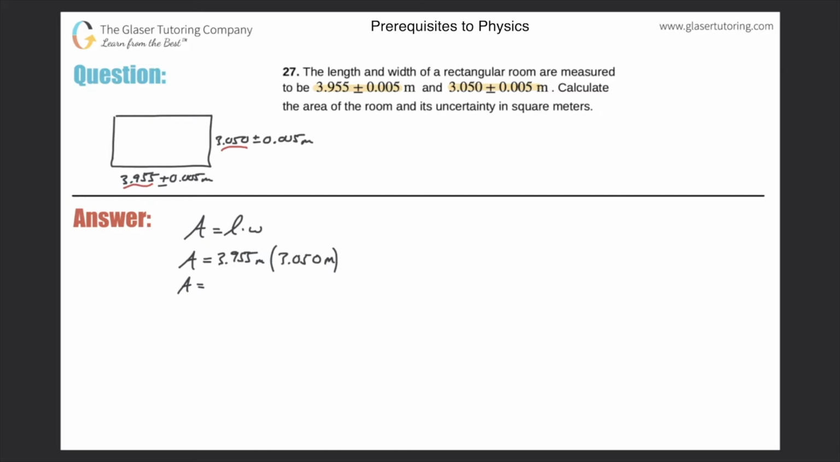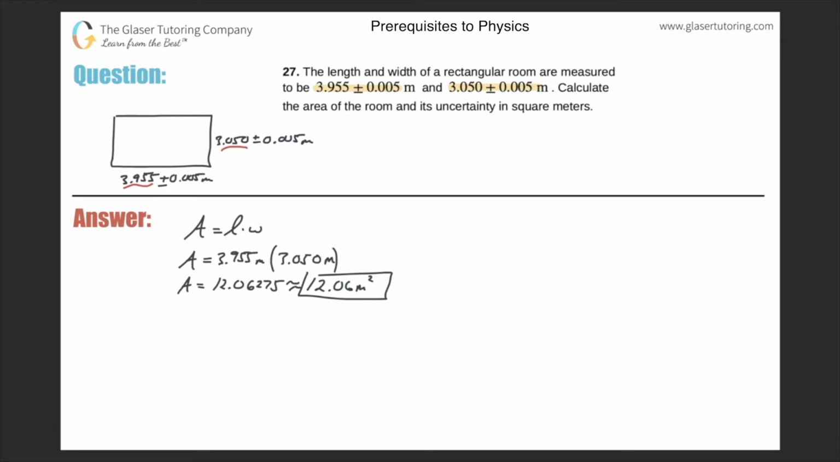Great. So now the area is just equal to the multiplication of these two. So 3.955 times 3.050. And the answer works out to be 12.06275. And we're going to round that to 4 significant figures. Why? Because each of the measured values has 4 significant figures in them. So this answer will be approximately 12.06. And that's meters squared, since those were the units. So that's the area.